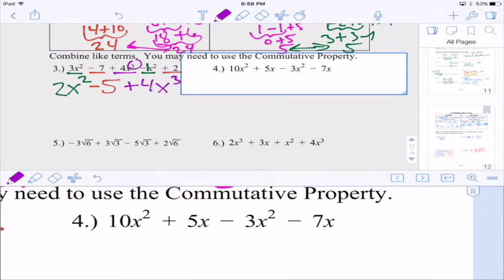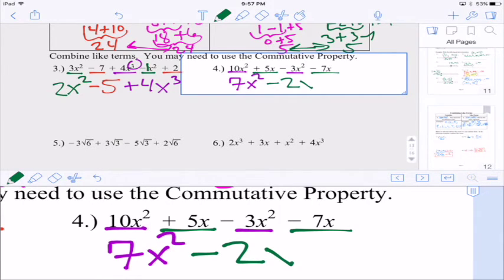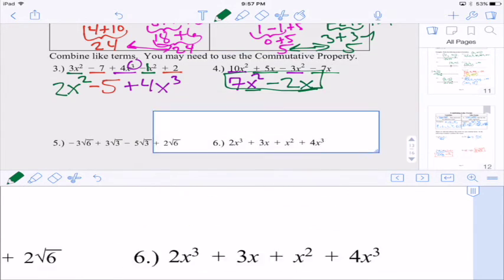Let's look at 4. We're looking for x squareds because it needs to have the same letter and the same exponent. So same x's, same exponent. 10x squared minus 3x squared is 7x squared. I use that commutative property by switching the order and doing those two first. Then I can do 5x minus 7x. It's negative 2x. We can't combine them because this is x squared and this is just x. They need to have the exact same exponent, so that's done.